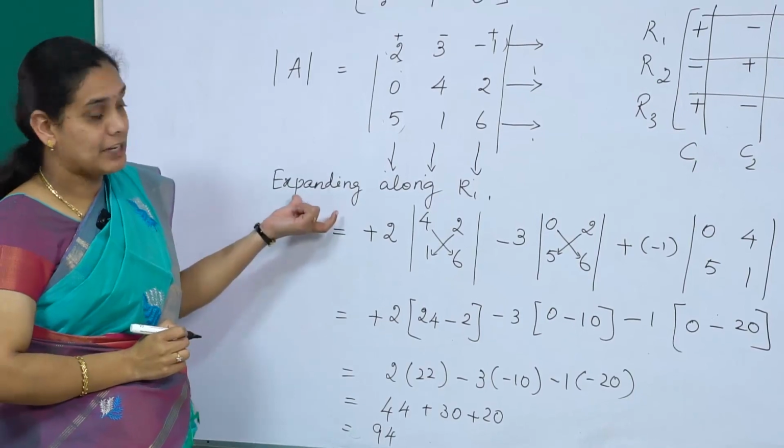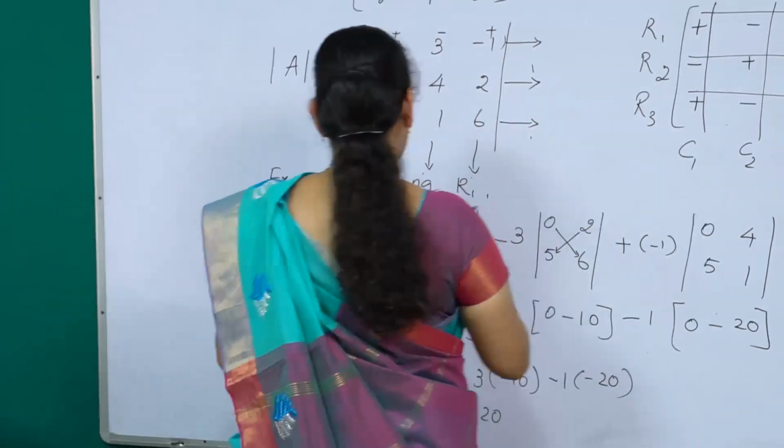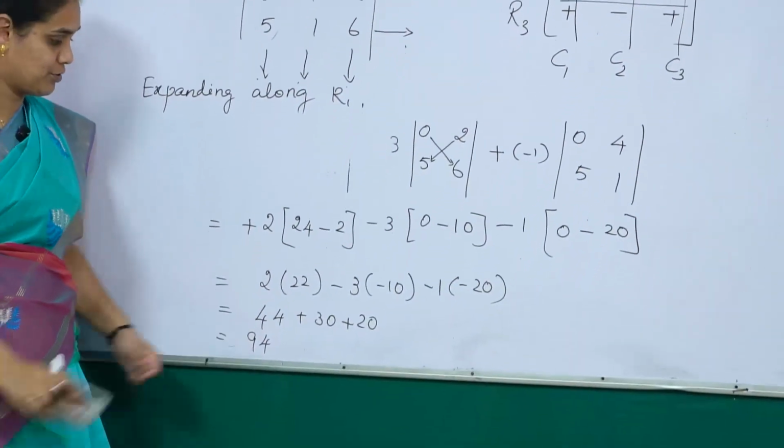Let's check what will happen if we expand along C3. Our answer is 94. I want you to remember this answer.